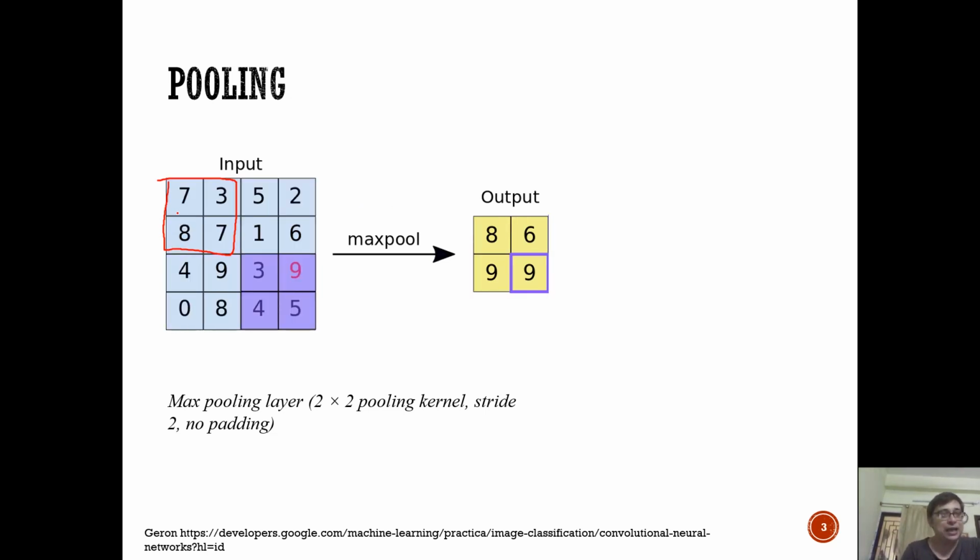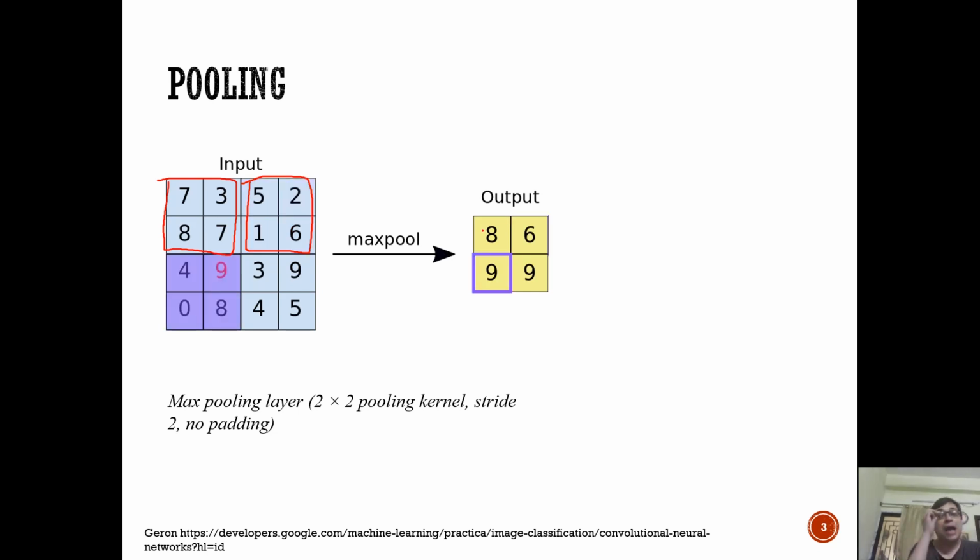Here I can take a stride of 1 and start from this 3, or I can take a stride of 2 and start from here. What is the maximum value over here? The maximum value is 6, so I put 6 over here. Similarly, I can get 9 out of here and 9 out of here. That's how you form the output.